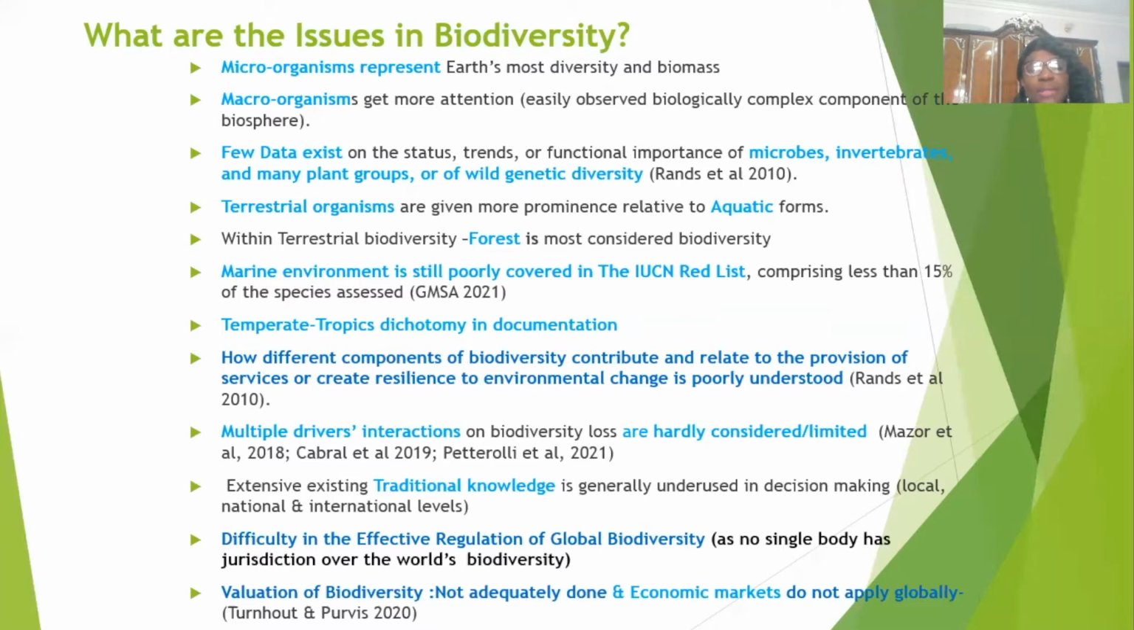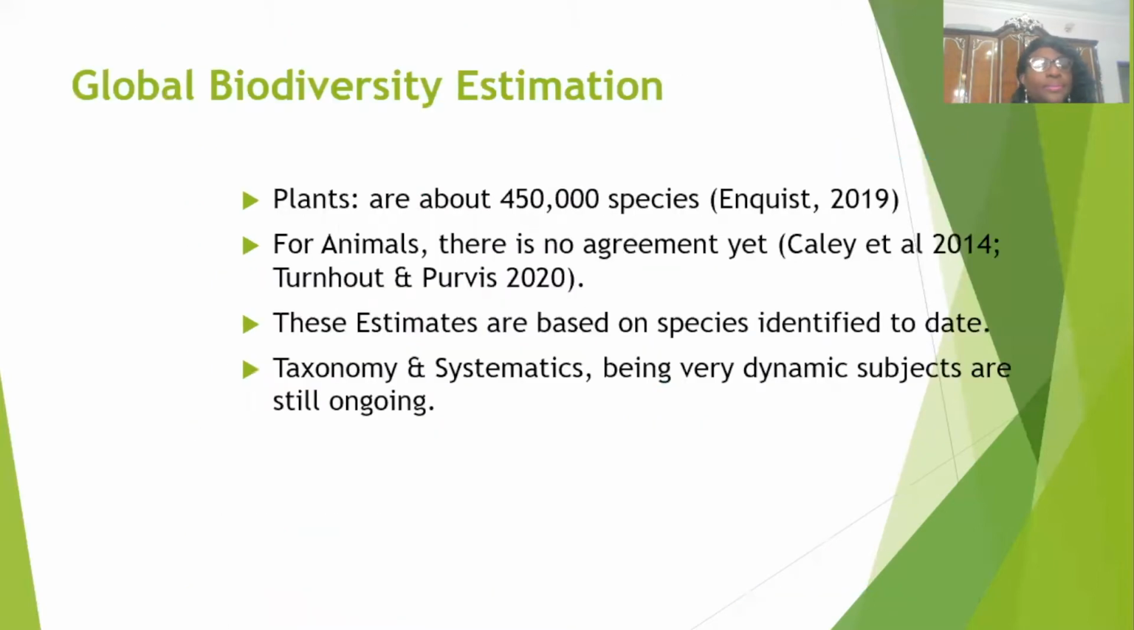How the different components of biodiversity contribute and relate to the provision of services or create resilience to environmental change is poorly understood. Multiple drivers' interaction on biodiversity loss is hardly considered, or at best limited. Extensive existing traditional knowledge is generally underused in decision making at all levels. There is difficulty in effective regulation of global biodiversity. The valuation of biodiversity is not adequately done and does not apply globally.